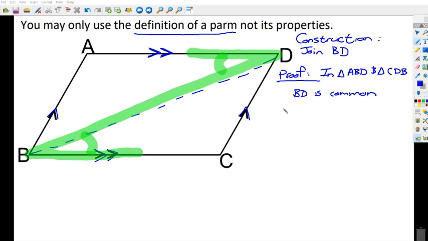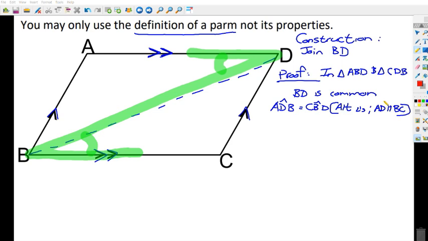We'll give a reason now. So let's name that angle. We say angle ADB, this angle here, is equal to angle CBD. And why can we say that? Because alternate angles are equal. And what are the parallel lines? AD parallel to BC. Very good. Anything else that I can find is equal? Anything else?